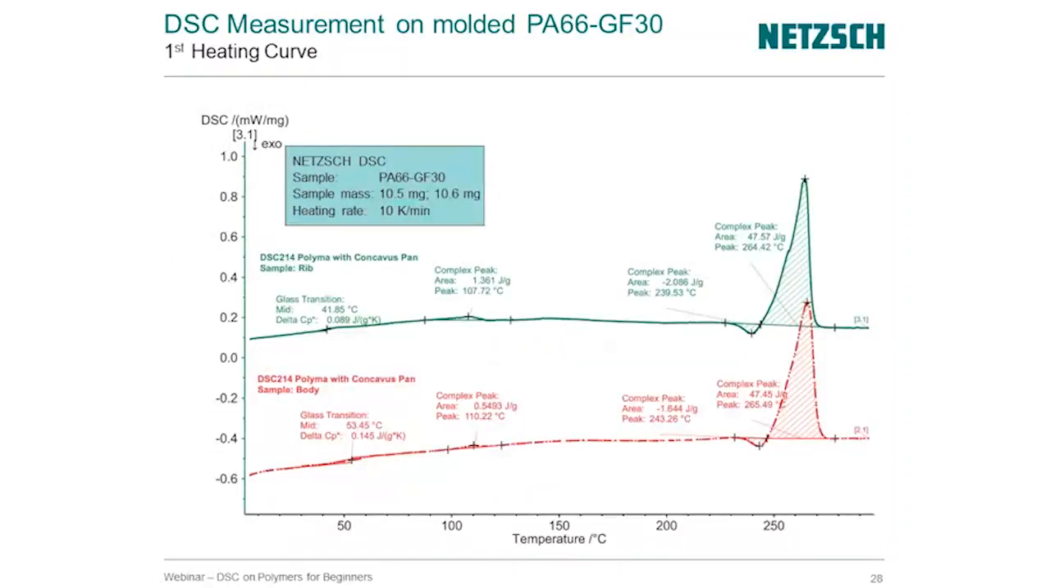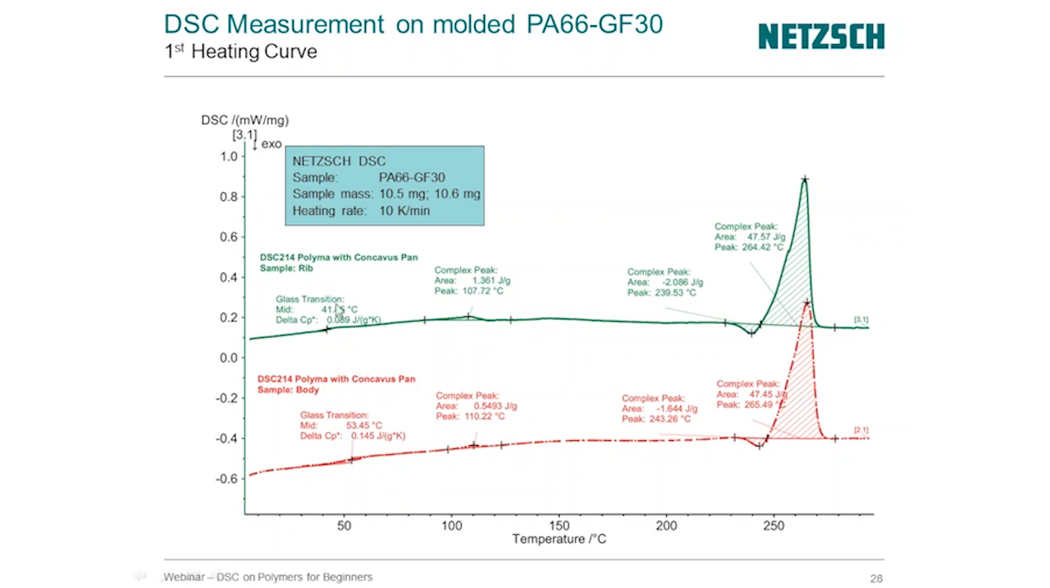So this is pretty neat. Again, this is the first heating now, so we're looking at processing conditions, the effective thermomechanical history. And so you see we've got several different things going on. Here's our glass transition. And even if we just start with the glass transition, you can see a big difference between the rib piece and the body piece. It's about 42 degrees for the glass transition versus 53 or 54 degrees.